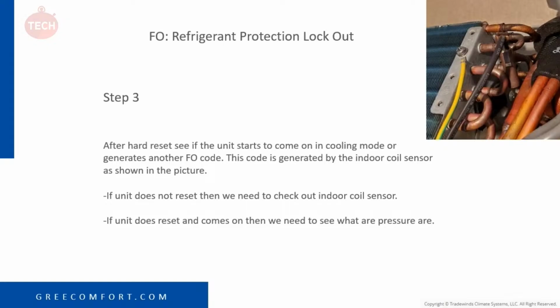This code is generated by the indoor coil sensor, as shown in this picture in the upper right. So you can see it's a little black wire going to, there's a little metal clip holding it in. That is where your indoor coil sensor is located. We can ohm this out. We'll get into that here coming up.